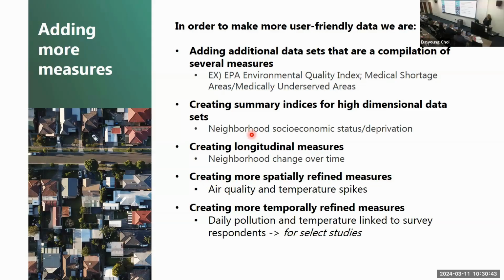We're trying to create summary indices for high dimensional data sets. So the census data, there's just a lot. There's a lot of variables. It's over a lot of time frames. So we're going to try to create some summary indices that reflect, to start with, neighborhood socioeconomic status or deprivation. We'll also create some measures around age composition, race ethnic composition.